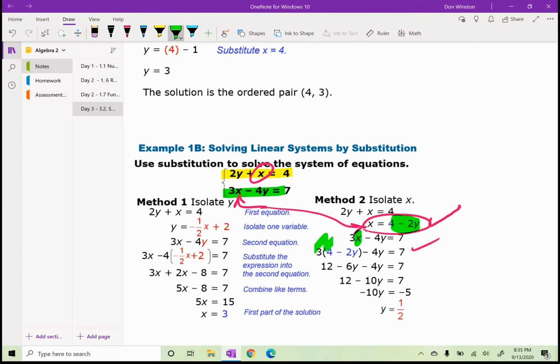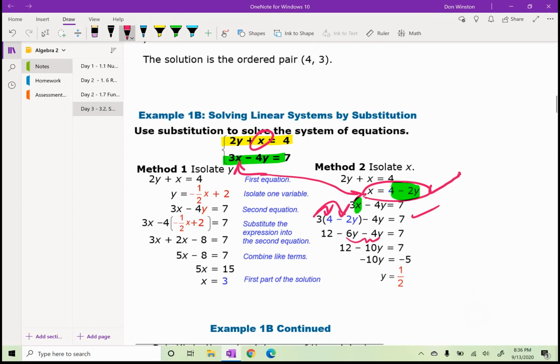3 times 4 is 12. And then 3 times negative 2y is negative 6y. So we get 12 minus 6y minus 4y equals 7. We combine our like terms. So we get 12 minus 10y equals 7.